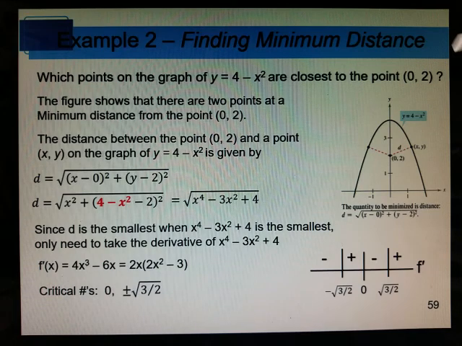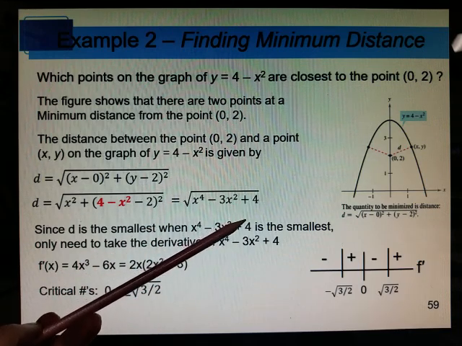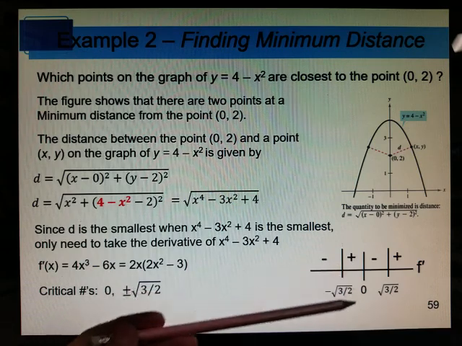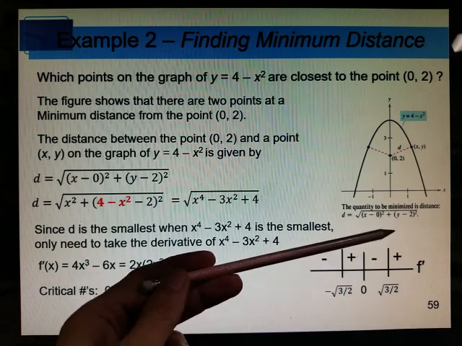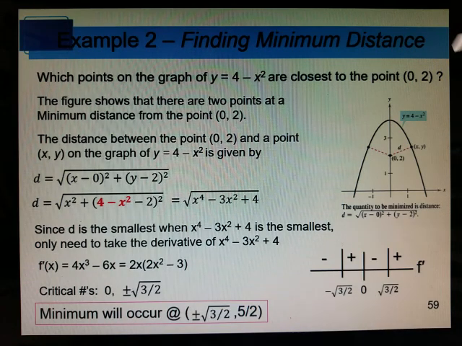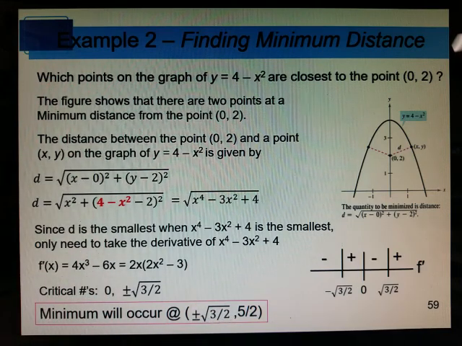We are looking for the smallest. That means we want the minimum. A minimum will occur when a graph changes from decreasing to increasing. So the original function here is decreasing to increasing, so there would be a minimum at that. And again, decreasing to increasing, there would be a minimum at this one as well. So you would then plug those two x values into the original function, 4 minus x squared, and that's how you will get your y values there.